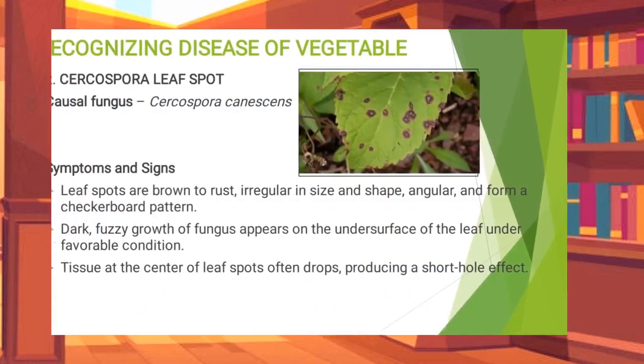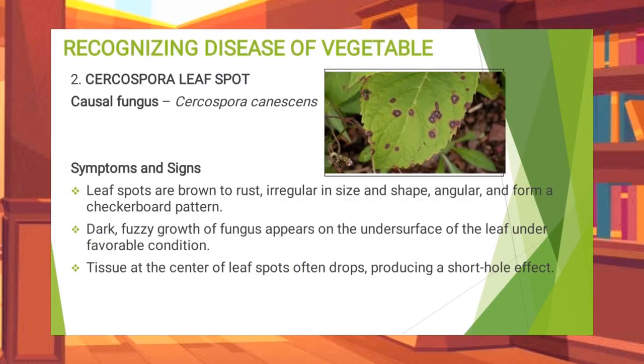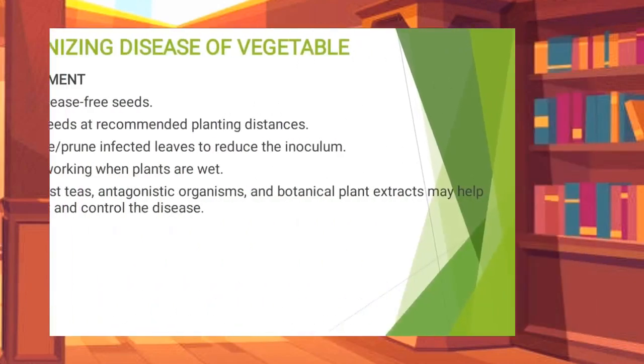The number 2, cercospora leaf spot. So causal fungus niya, nagyapon sa screen. So symptoms and signs: leaf spots are brown to rust, irregular in size and shape, angular, and form a checkerboard pattern. So how to manage cercospora leaf spot?